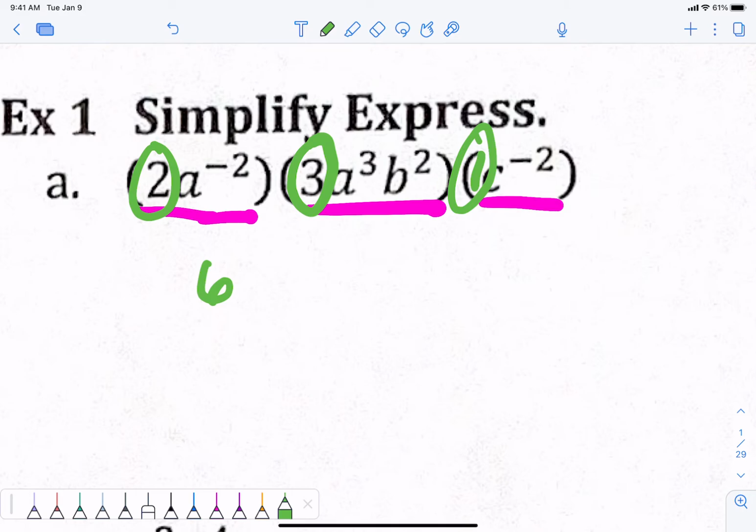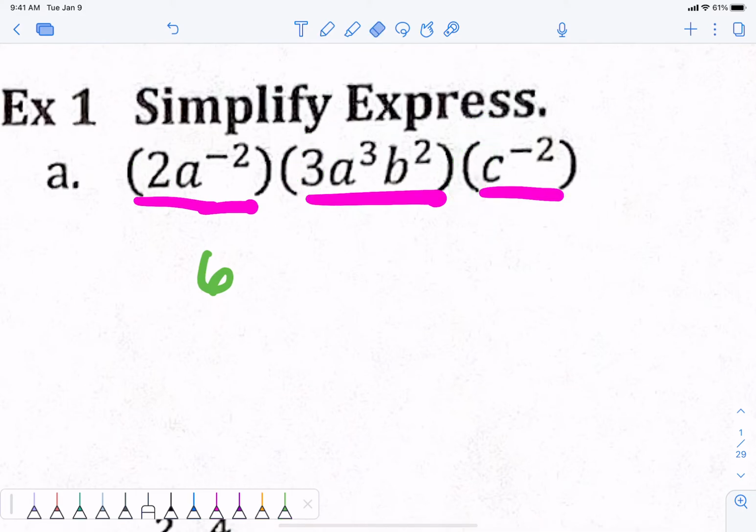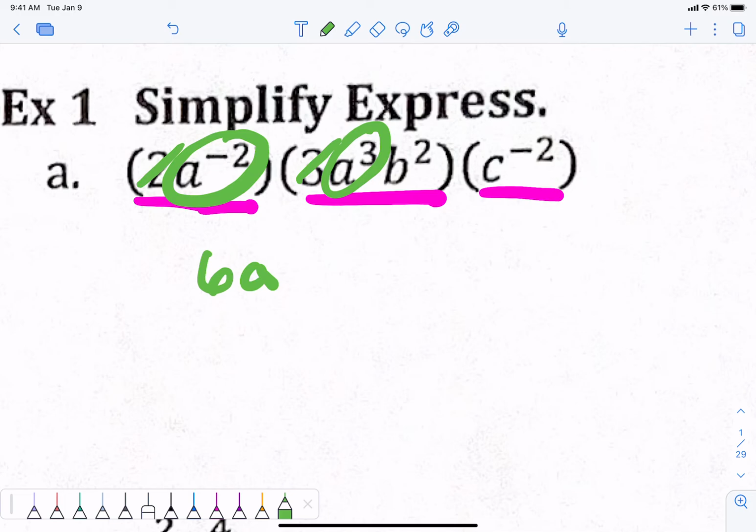Now let's worry about the A's. I'm going to get rid of those numbers. 2, 3, 1 is all done. Let's worry about the A's. I have A to the negative 2 and A to the 3. We're adding those. What's negative 2 plus 3? 1. A to the 1, or just A, right? Now the A's are done. Left, I have B squared, C to the negative 2.